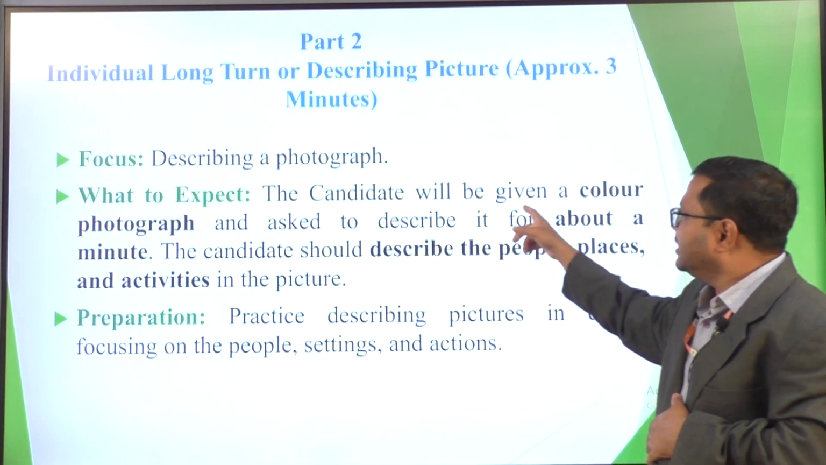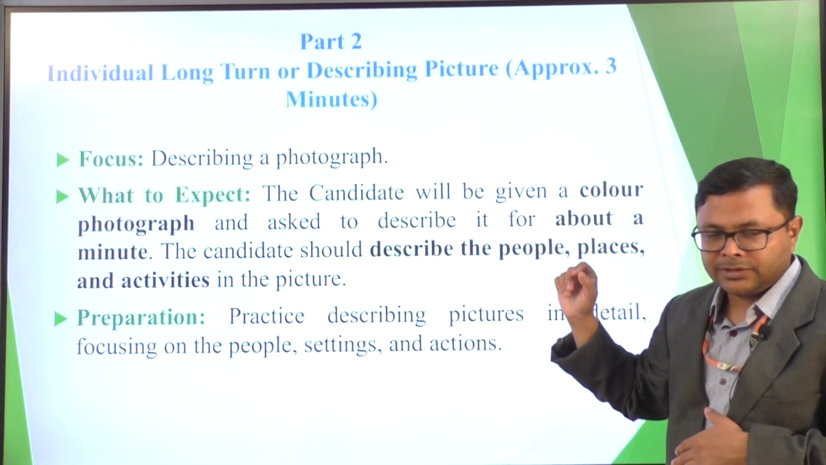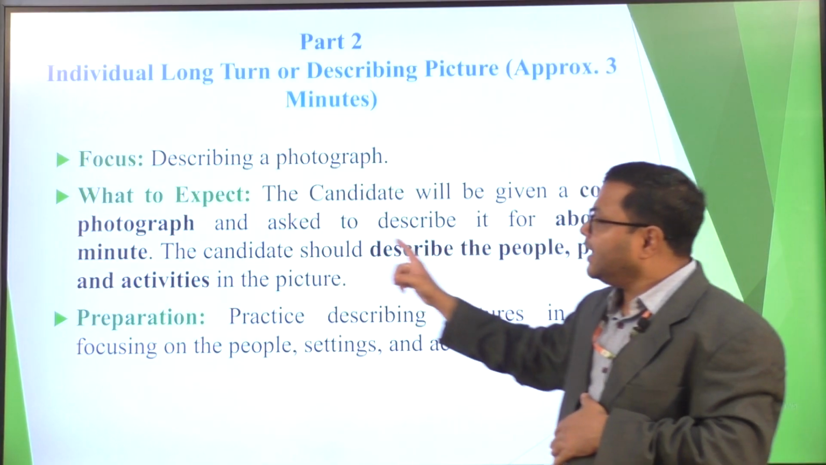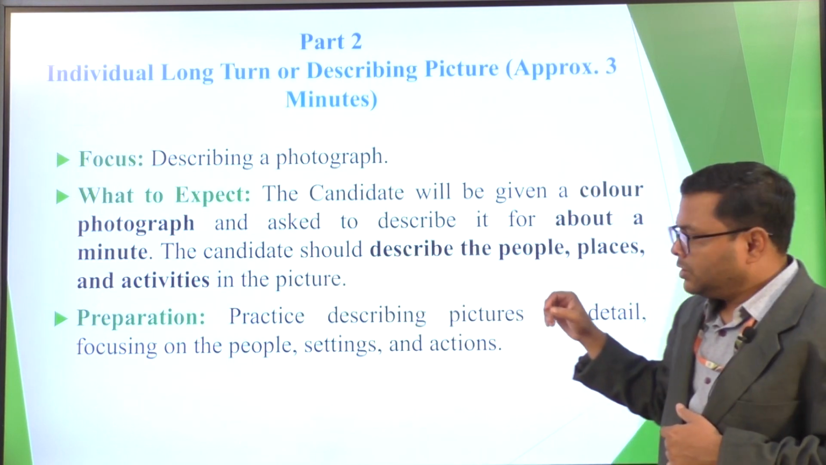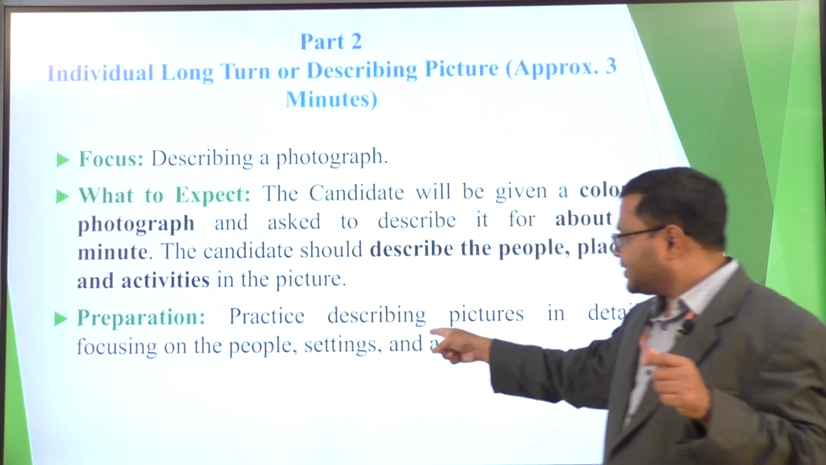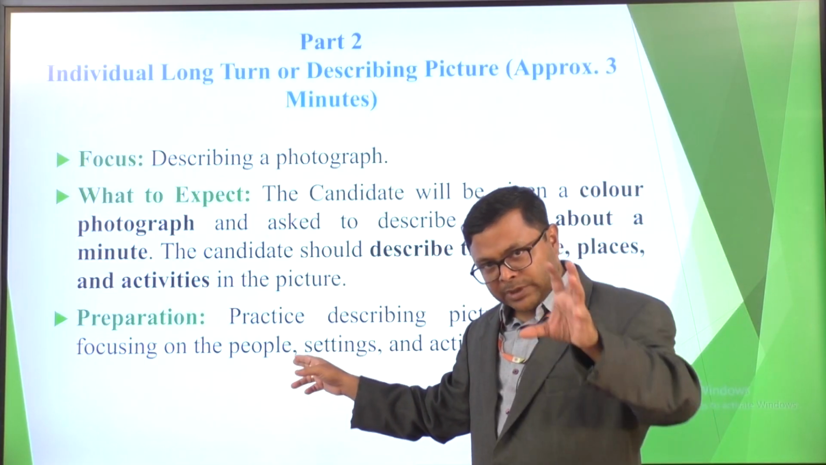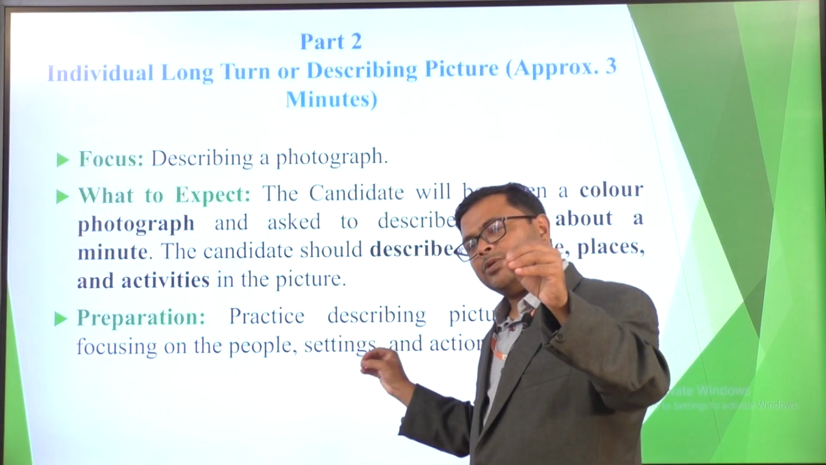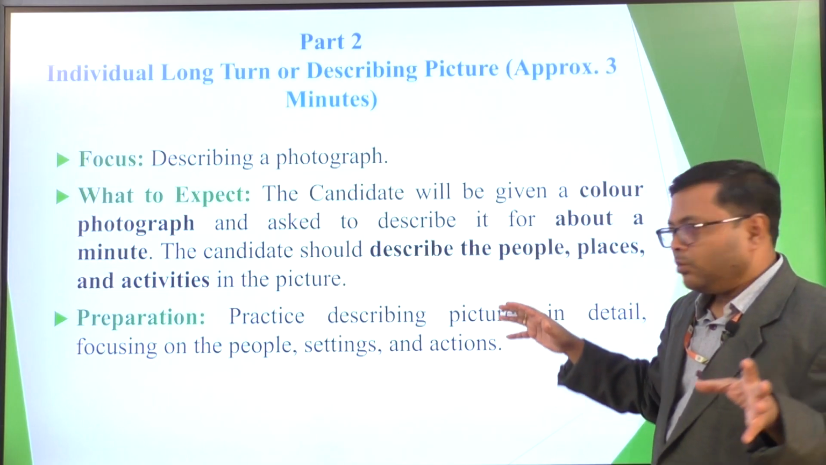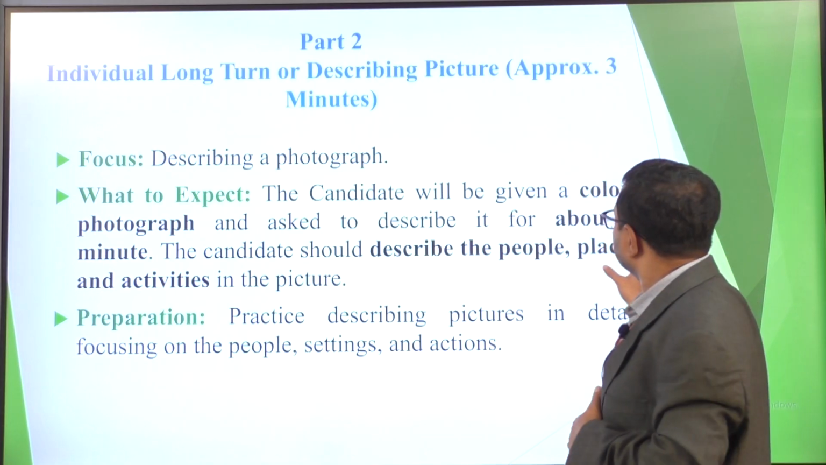Candidates will be given a color photograph and asked to describe it for about a minute. Students should describe the people, places and activities in the picture. So, what do you have to prepare? You have to practice describing pictures in detail, focusing on the people in the picture, then the setting in the background, what kind of setting it is, and then the actions, what actions are going on. All these things you have to focus on.